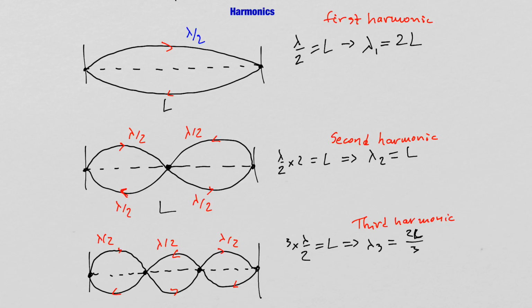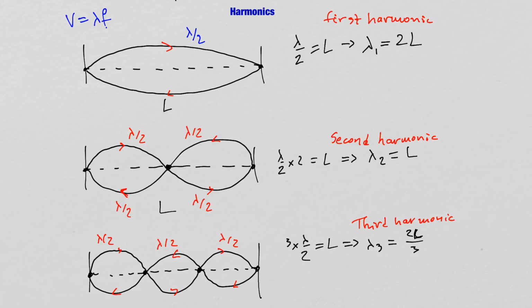Before I do that, let's also look at the frequencies. To calculate the frequencies, I'm going to use the relationship between the speed of the wave in the string, the wavelength, and the frequency. I'm going to put this in the upper left corner. We know that the speed is equal to the product of wavelength and frequency. So from here I can solve for the frequency.